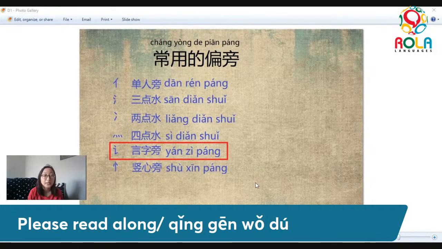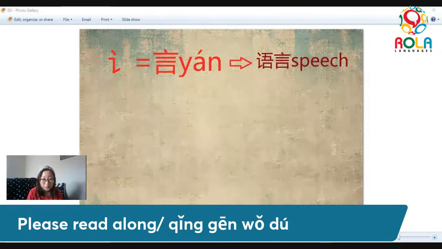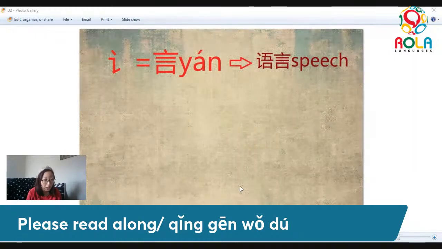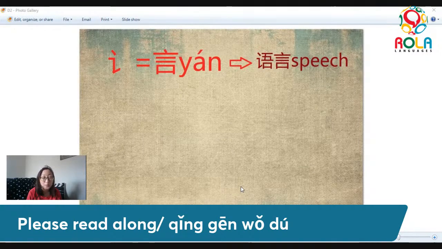on the screen, 言字旁. So what does 言字旁 represent? And what meaning does it bring to a character that uses 言字旁? Let's take a look. 我们看一下. There we go. So 言字旁 looks like the Chinese character 言, which is a part of a very commonly used word 语言, which means speech. So usually when we see 言字旁, it would imply that the character has something to do with speech.